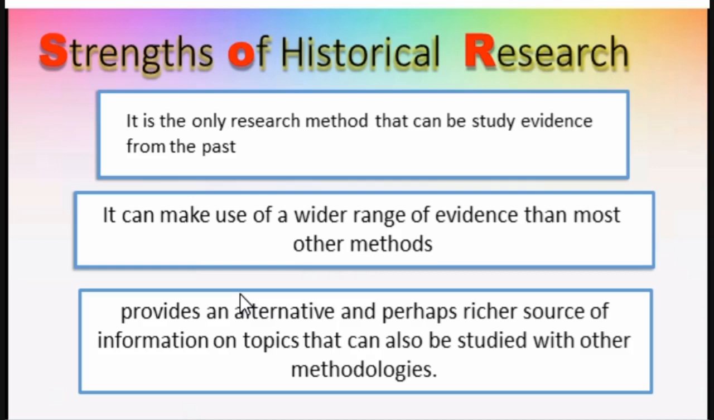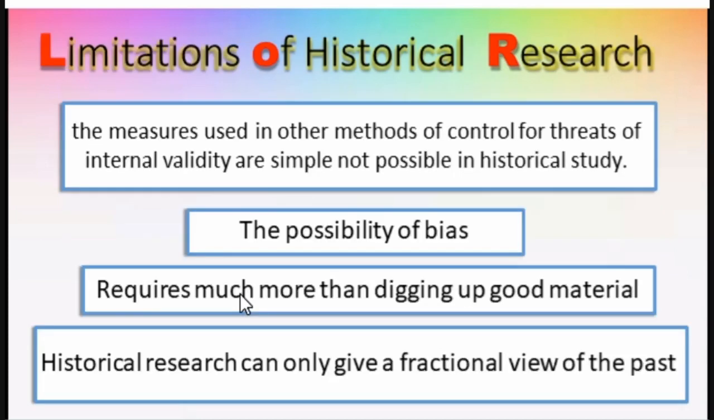You are having a richer source of information on topics, if you see the problem from a historical point of view. Limitations, that is, disadvantages: the measures used in other methods of control for threats to internal validity are not possible. In experimental and statistical research, we use certain validity and reliability measures. That is mostly not possible in historical research. The possibility of bias is also a problem.